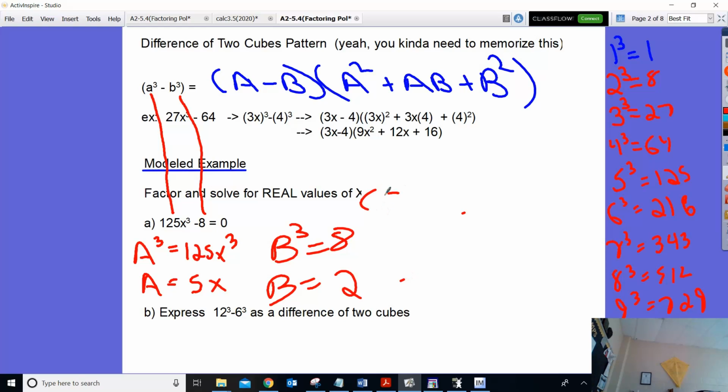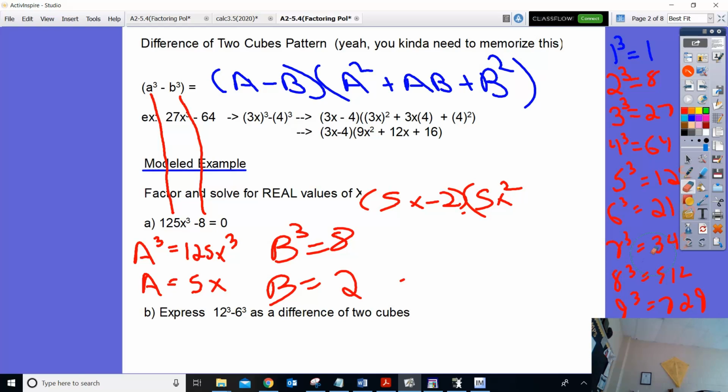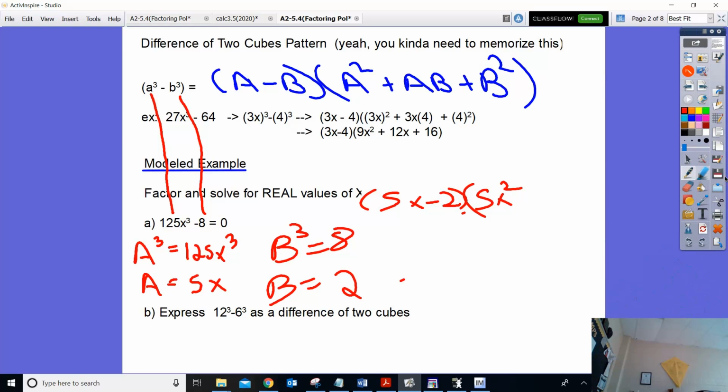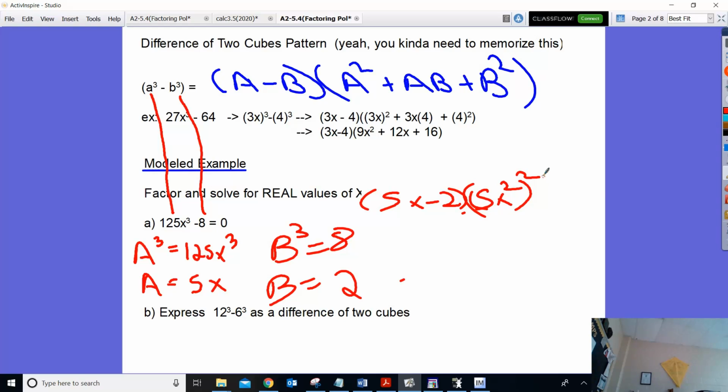5x minus 2. 5x minus 2, because we're plugging in, not doing anything special. And 5x squared. Now I would write it as 5x, then squared. It's 2 pieces that are squared, not 1. The whole thing is squared.